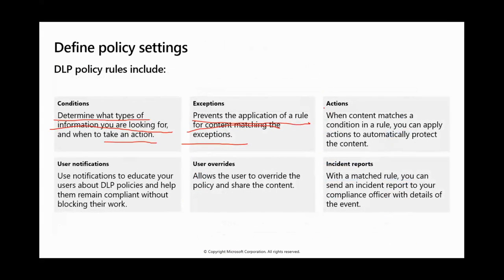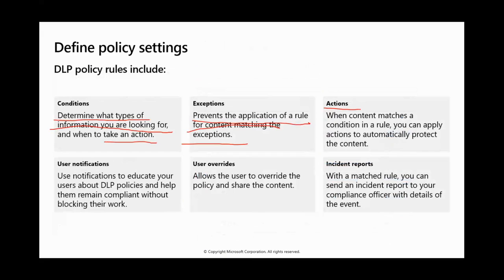The actions to be taken: when a content match condition is met in a rule, you can apply actions to automatically protect the content and your data. Then we can establish notifications. We can use these notifications to let our employees and users know that these DLP policies are made to help them protect the information and remain compliant without blocking their work.